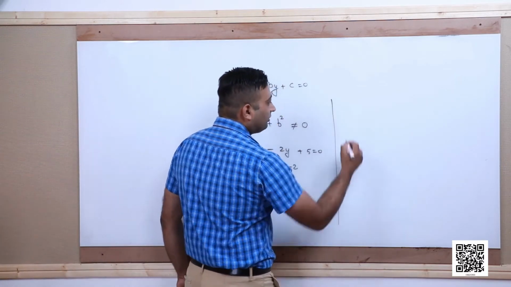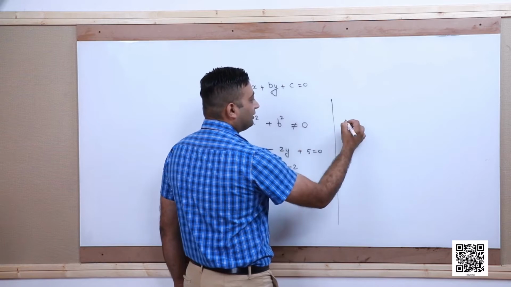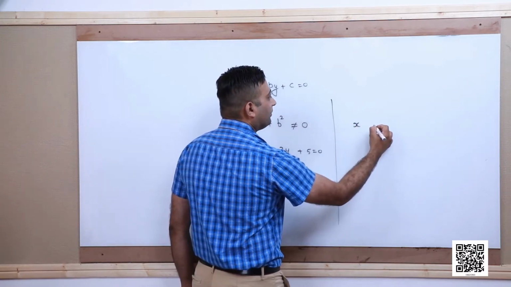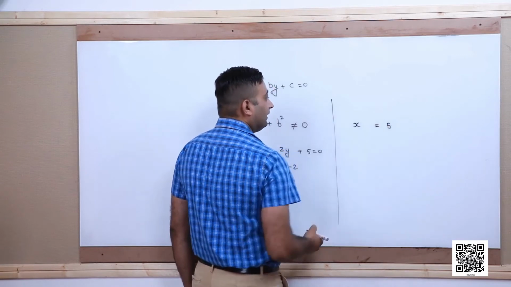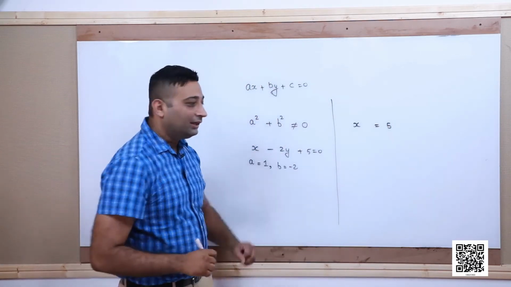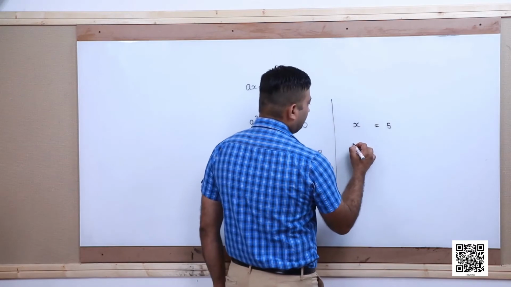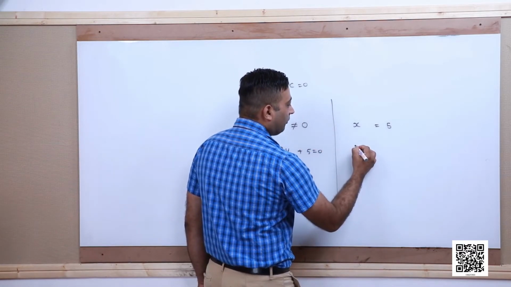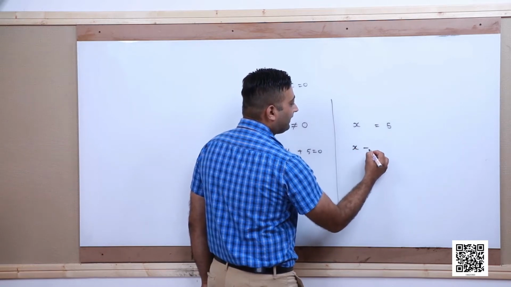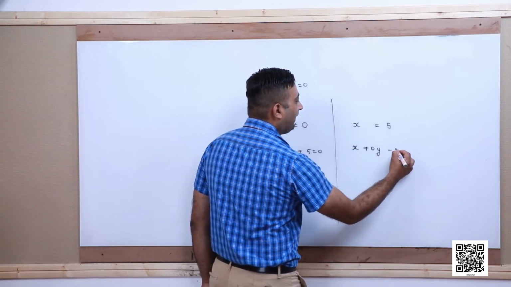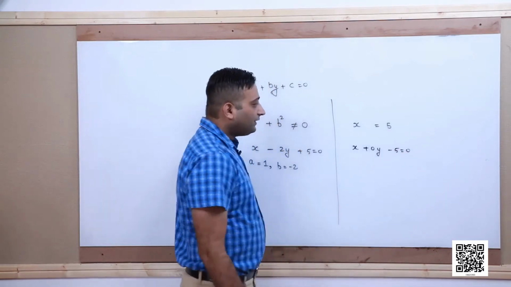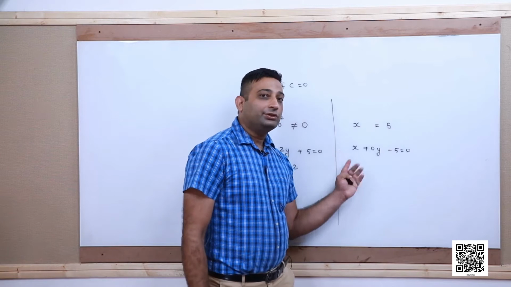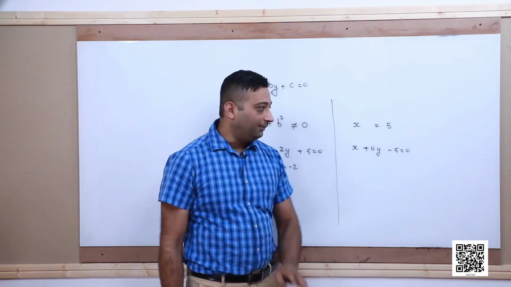Now let us try to understand this condition by another equation. Let us write the equation as x is equal to 5. Now let us write this equation in the form ax plus by plus c equal to 0, that means in the standard form. Writing this equation in standard form, x plus 0y minus 5 equal to 0. Now you can see that the equation was in one variable. We have converted this equation into an equation in two variables.